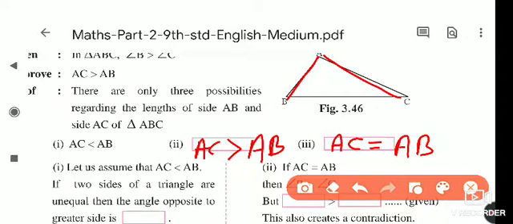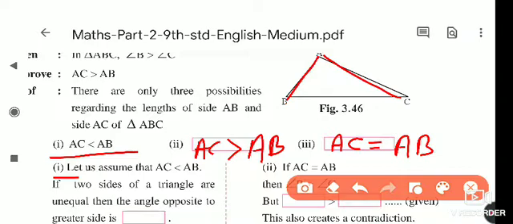So here the first possibility, that AC is smaller than AB, is given. And how is it proved, that we will see. All of you note this down. Understood what I said? Regarding AB and AC, there are three possibilities. Maybe AB and AC are the same, maybe AC is greater than AB, or maybe AC is smaller than AB. Okay, so these possibilities are there.